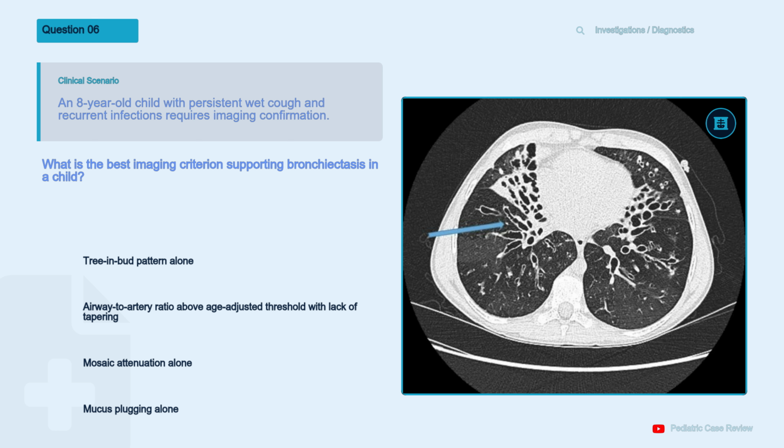Option A, tree and bud pattern alone. Option B, airway to artery ratio above age-adjusted threshold with lack of tapering. Option C, mosaic attenuation alone. Option D, mucus plugging alone. High-resolution computed tomography is the gold standard for diagnosing bronchiectasis. However, diagnostic criteria differ between children and adults. Understanding pediatric-specific criteria is essential for accurate diagnosis.